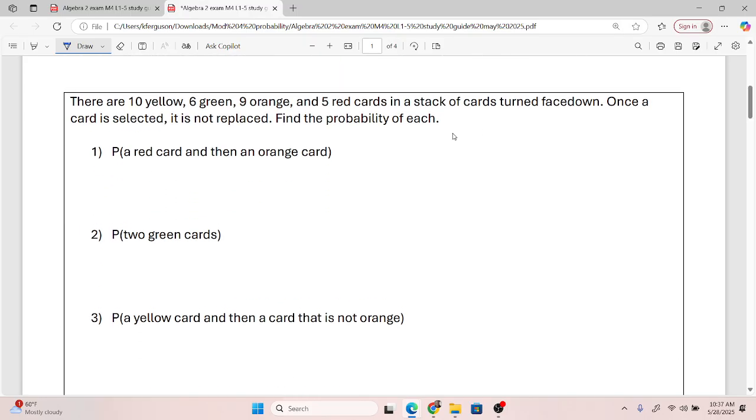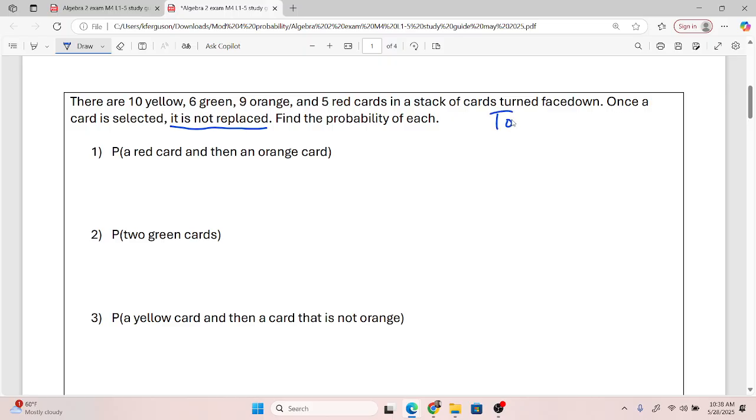Okay. So now we're looking at this next set of events. We're talking about these cards. So there's 10 yellow cards, 6 green cards, 9 orange cards, and 5 red cards. And a stack of cards turned face down. Once a card is selected, it is not replaced. That is important. And then find the probability of each.